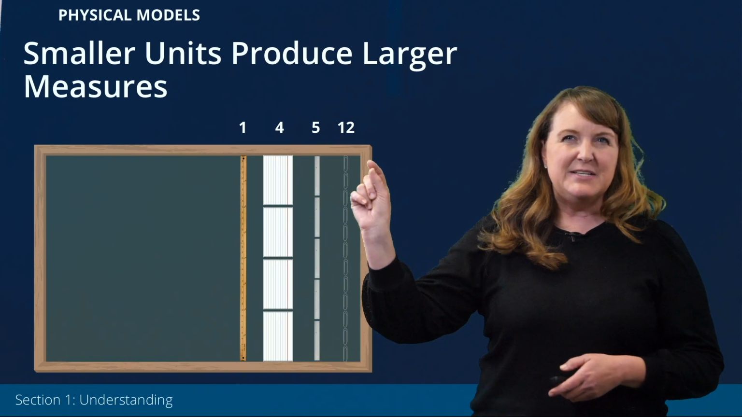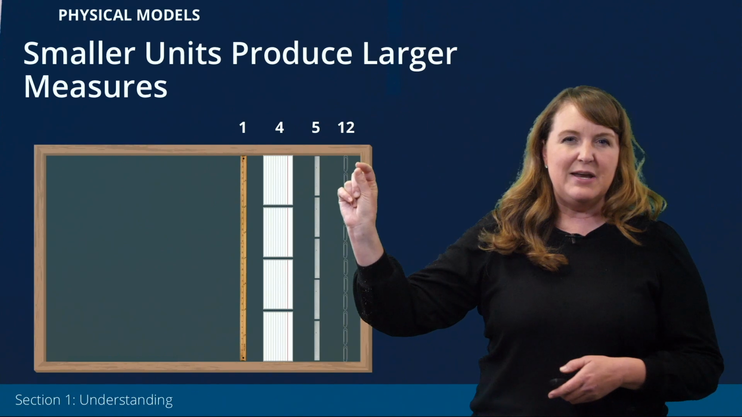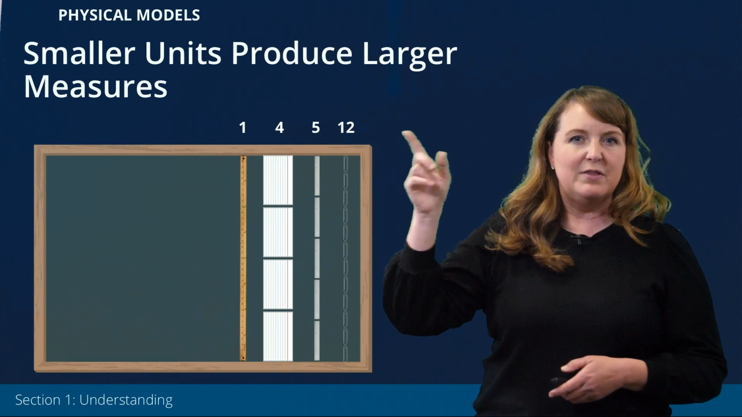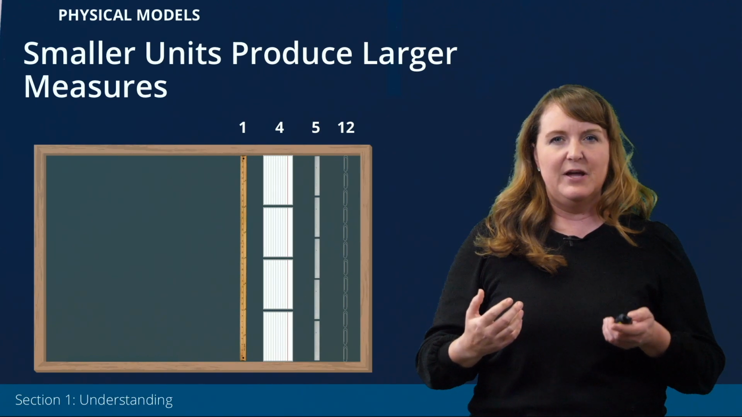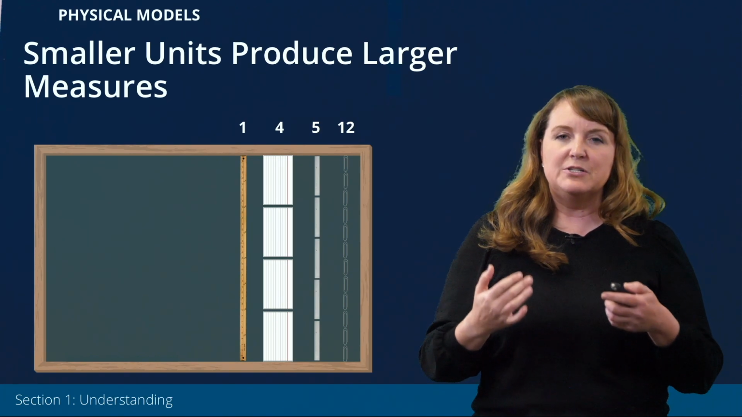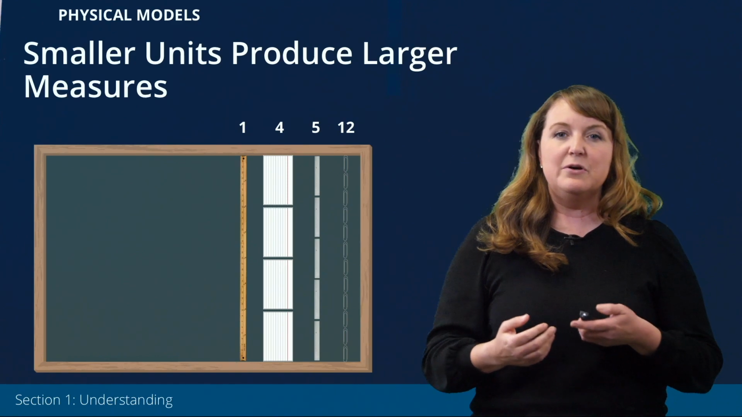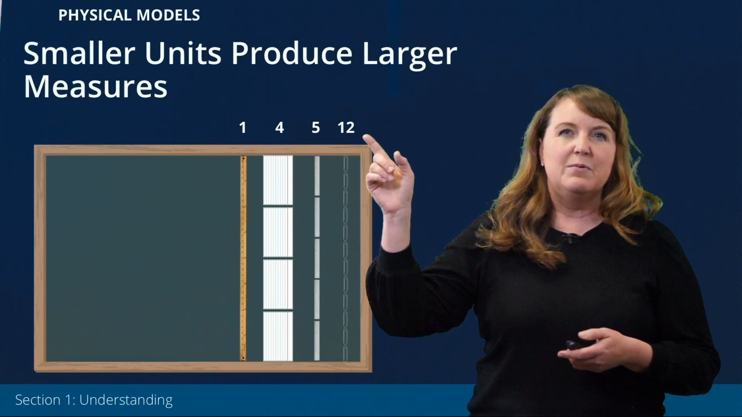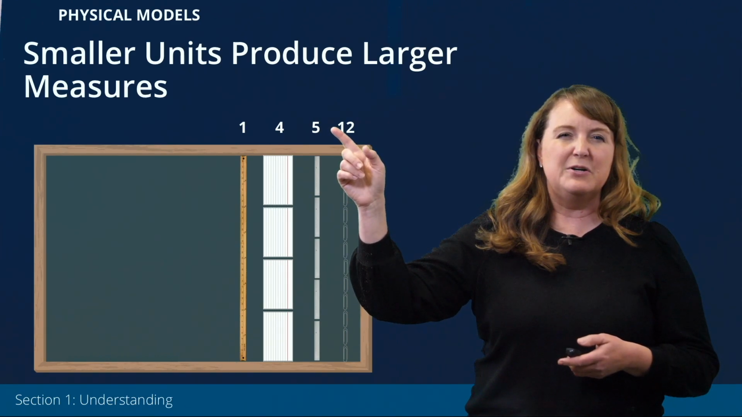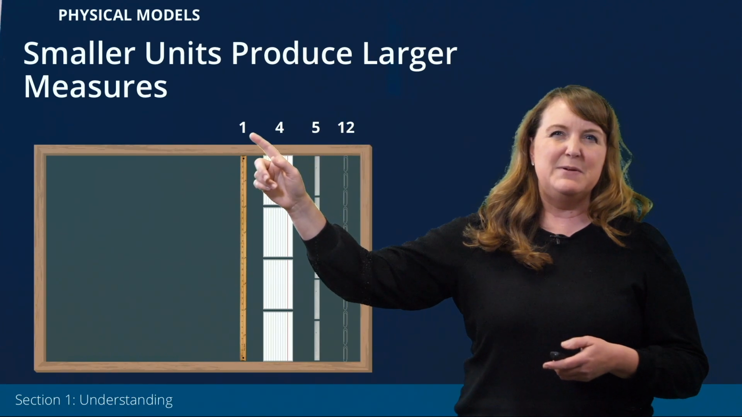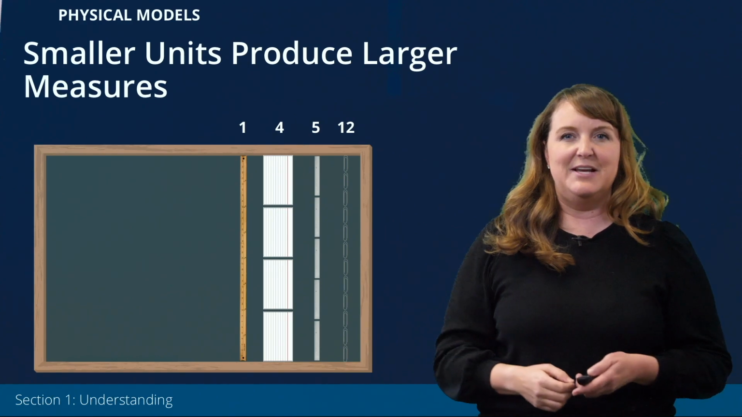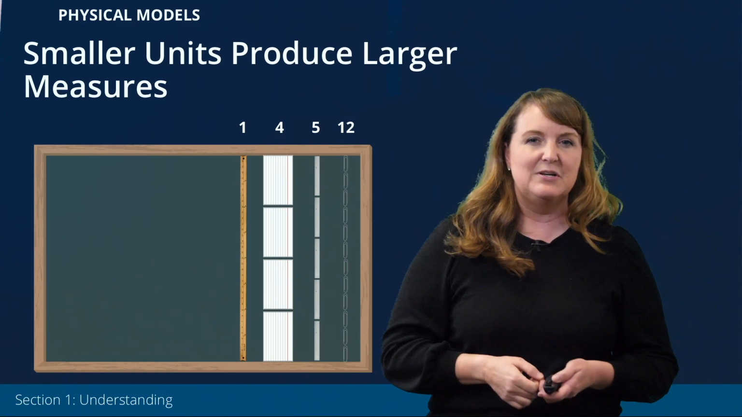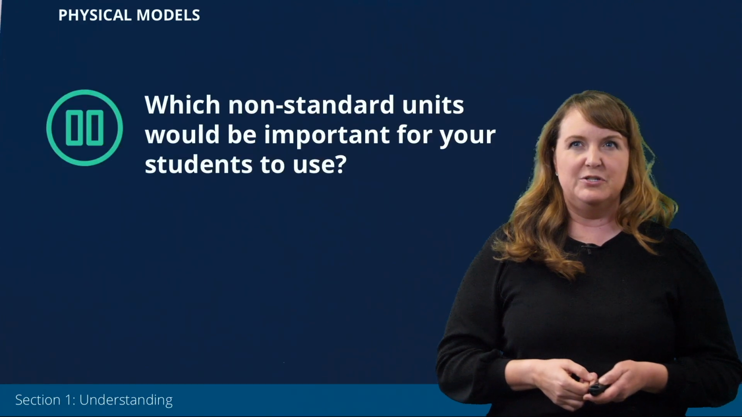Now, it's funny to me that a smaller unit actually ends up with a larger measure. That might be a little bit counterintuitive. So that may be something you want to talk about with your students so that they don't get confused when they see, oh, that took 5 markers. Well, that doesn't make sense because this yardstick is longer. Well, it actually does make sense if we know that smaller units produce larger measures.